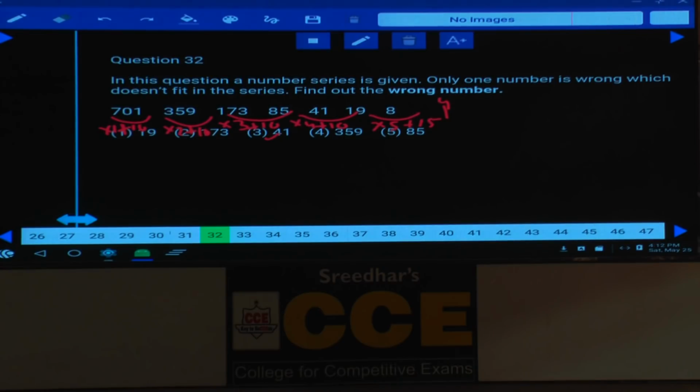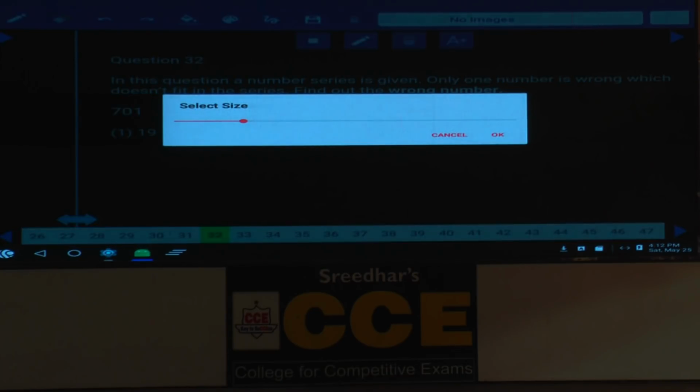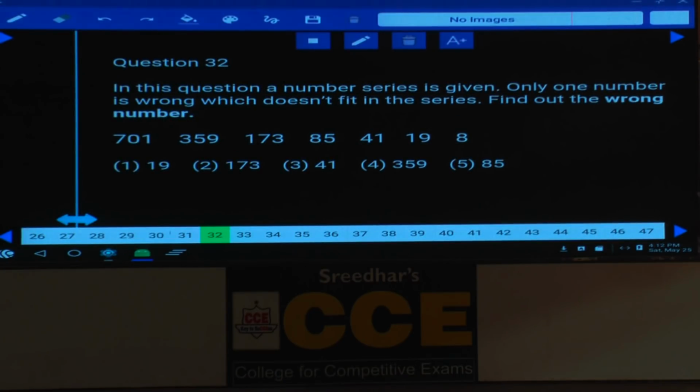Then question number 32: 8, 19, 41, 85, 173 and so on. Now the numbers are in the decreasing order, so we have to go in the reverse order, isn't it? Tell me, what is the reverse order here? Then 8, 19, tell me how many?